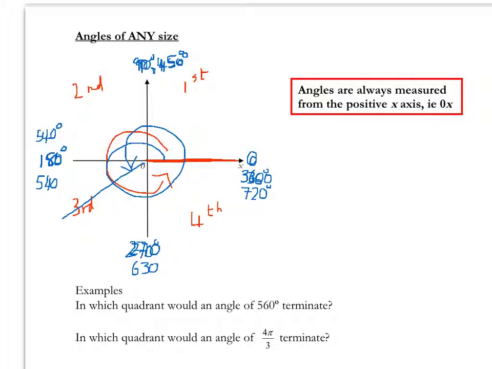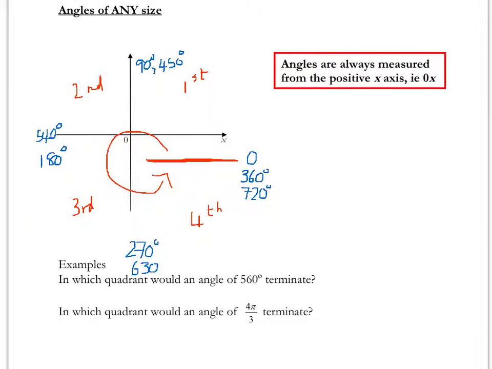So there's your 540. So it's actually going to terminate, it's actually going to stop in, that's the first, second, it's going to stop in the third quadrant. So that one there is going to be the third quadrant. And I need you to be able to draw these quadrant diagrams and actually go round in a systematic way of which quadrant each angle would lie in.